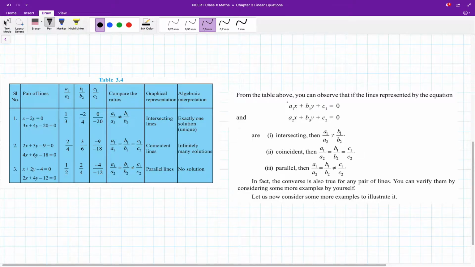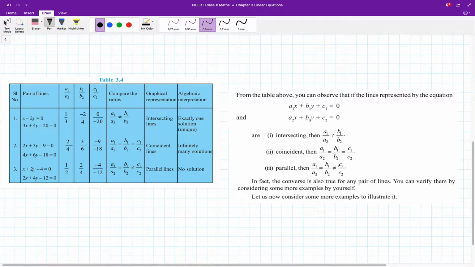And yeah, so a pair of linear equations will be intersecting if a1 by a2 will not be equal to b1 by b2. They will be coincident if all the three ratios a1 by a2 equal to b1 by b2 is equal to c1 by c2, and they will be parallel if a1 by a2 is equal to b1 by b2 and this ratio is not equal to c1 by c2.